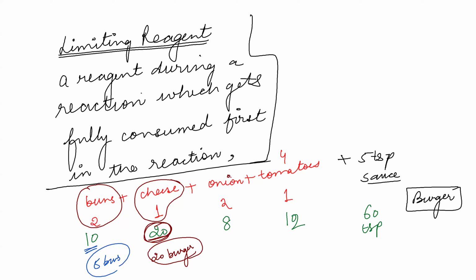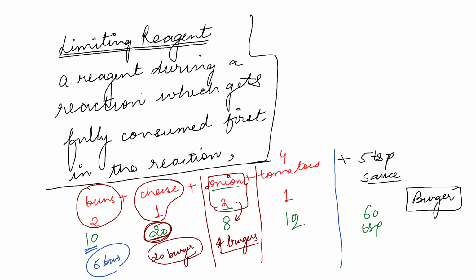If I'm talking about onions, it's two onions per burger, and I have 8 such onions. So according to this ratio, if I look at only the onion ratio, I am able to make 4 burgers. That means after 4 burgers, the onions will be exhausted and I will not be left with any more onions to make burgers. Are we understanding this part?